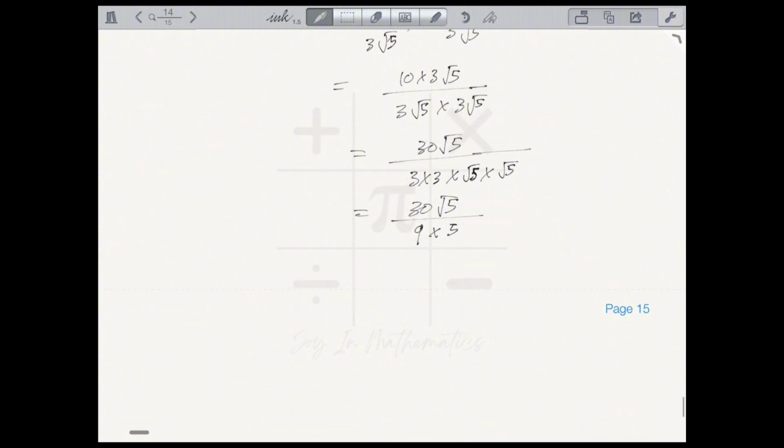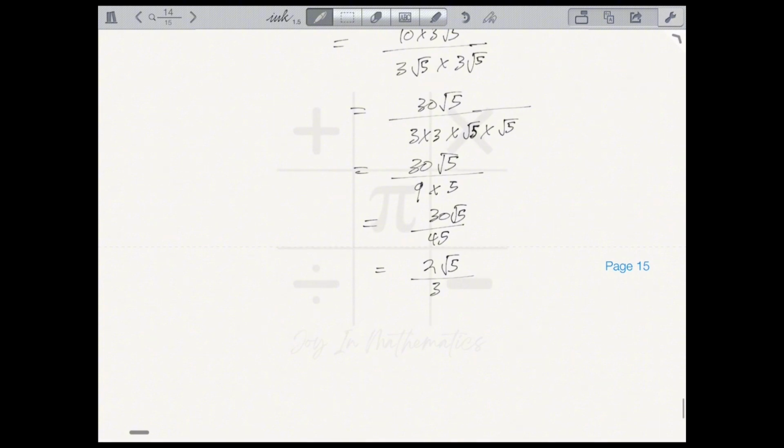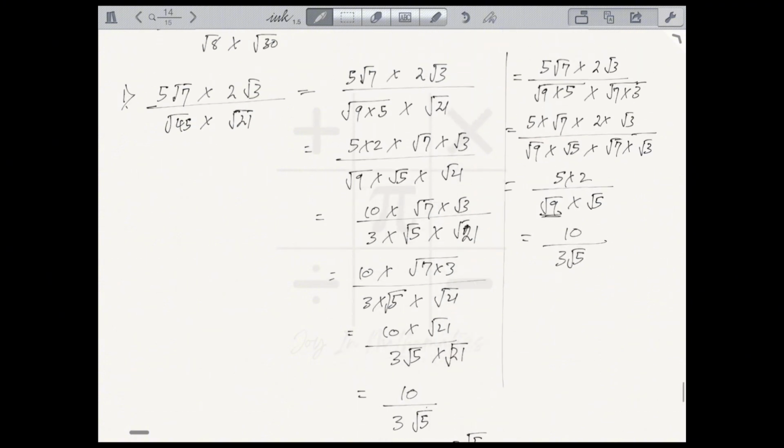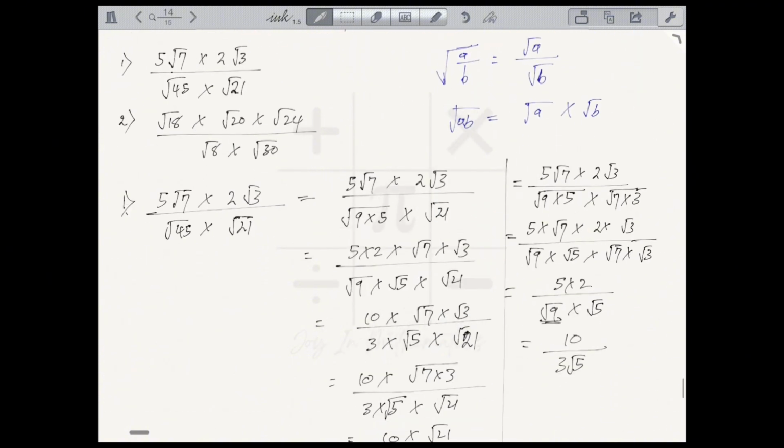So when we simplify this further now, this will be 30 divided by 45 root 5, and this can be simplified further to give us 2 root 5 divided by 3, because we are dividing 30 by 15. All right, so this is our final answer, and this is acceptable because the denominator doesn't have a surd expression. So now let's look at the second question.